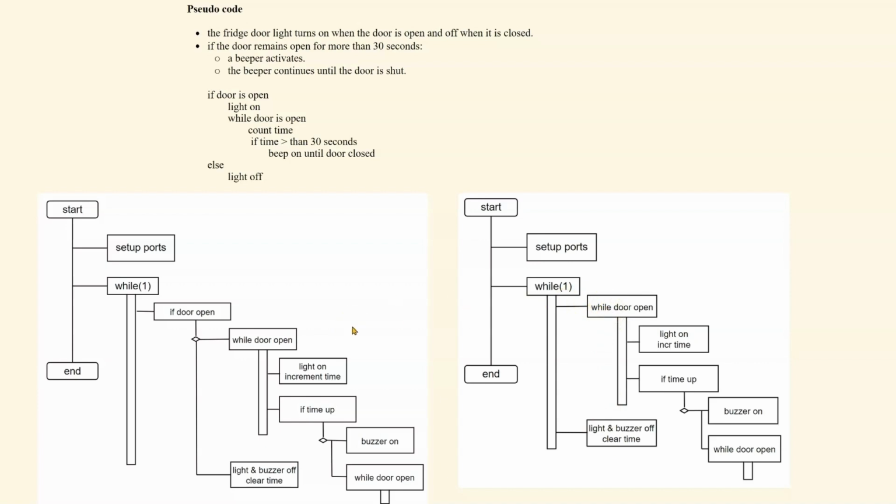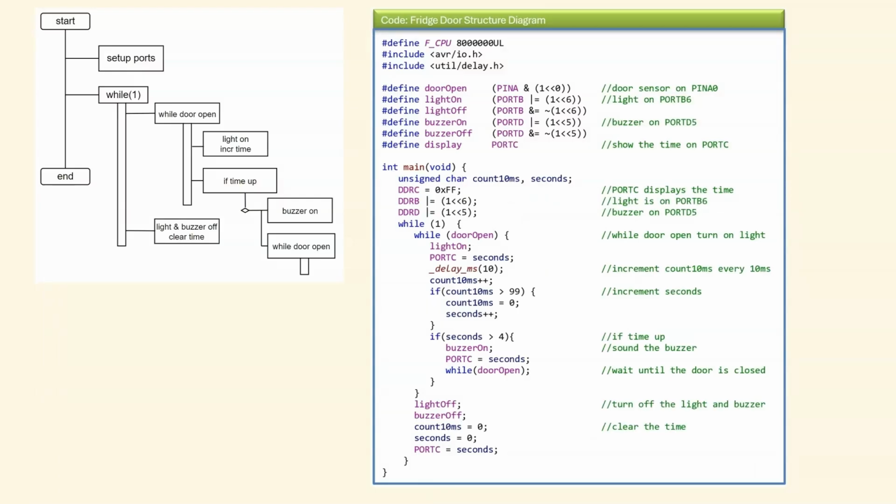So now pause the video and see if you can write the C code for this structure diagram. I have written the C code from the structure diagram. We define our inputs and outputs, and we have the while one loop, while door open, buzzer can come on. If the buzzer's on, wait for the door to close, else light off, buzzer off. So this C code here matches the structure diagram.